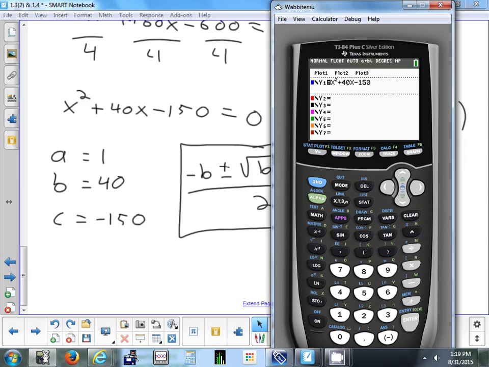Zoom 6 will always reset your window to negative 10 to 10 and negative 10 to 10. So I'm going to do Zoom 6. Now, I'm not saying that's going to be a good window, but it's actually probably going to work for what we need.